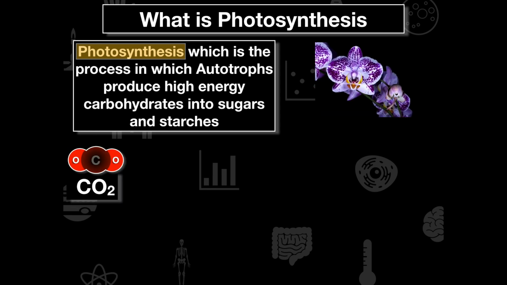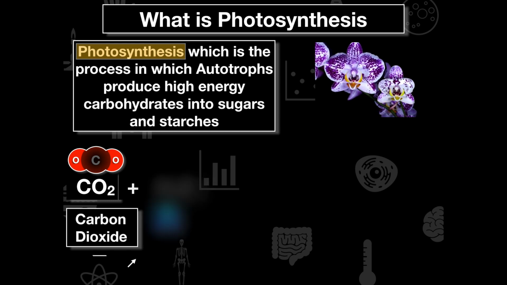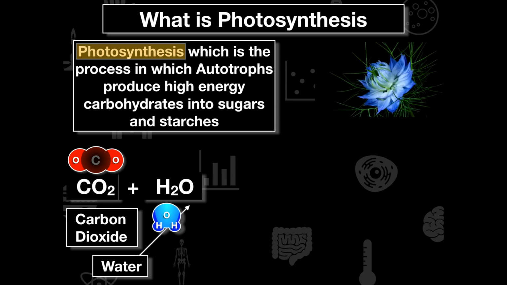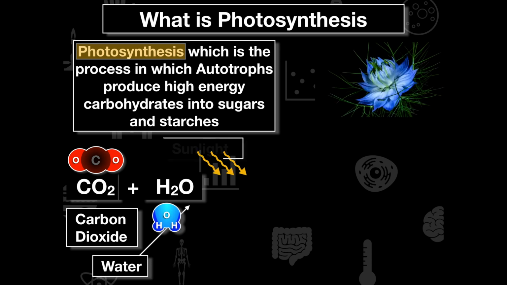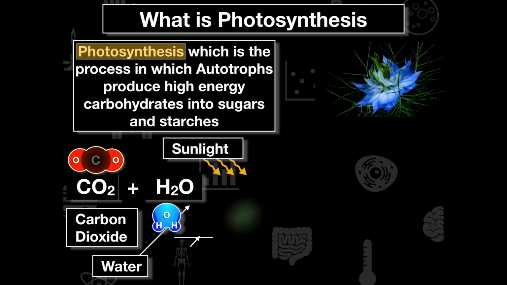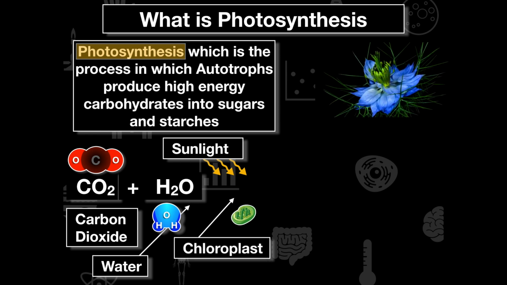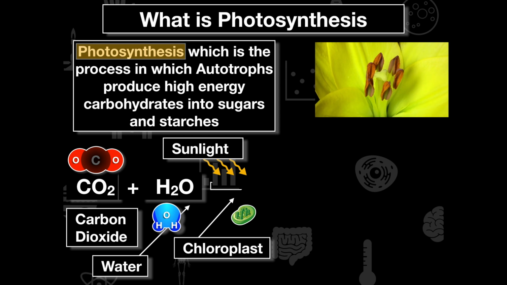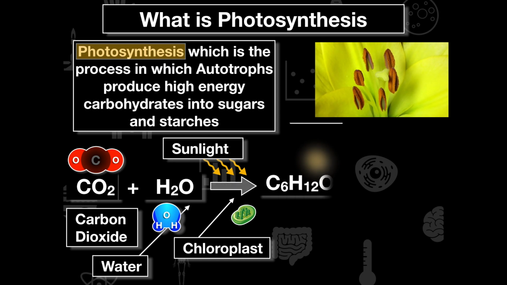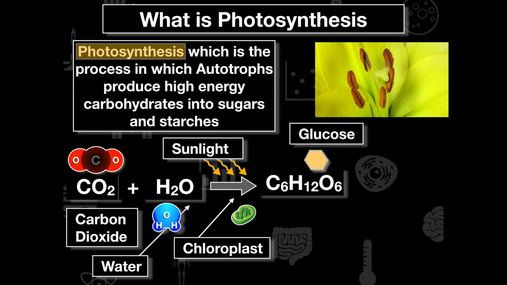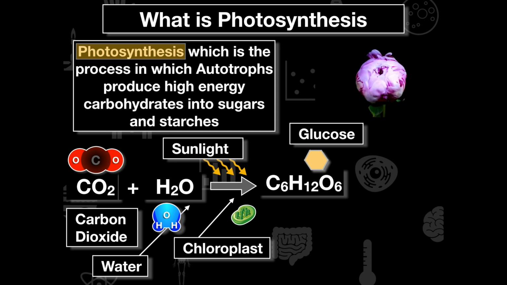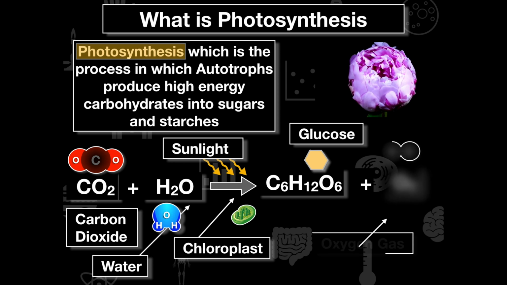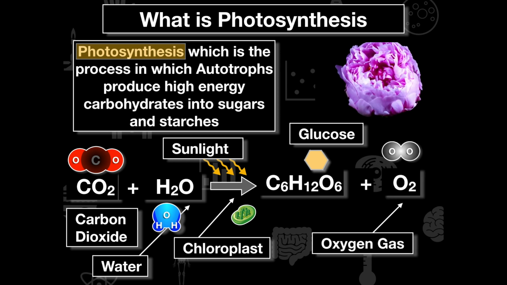So if we think about this, we're taking carbon dioxide, and then we're going to take water molecules, and we're going to go through a chemical reaction. Now we're going to use sunlight as a source of energy, and we're going to use the chloroplast as the organelle to complete this photosynthetic reaction. And when we go through this chemical reaction, we get C6H12O6, which remember is a carbohydrate, and it's glucose. And then we're also going to get oxygen as a byproduct, oxygen gas.